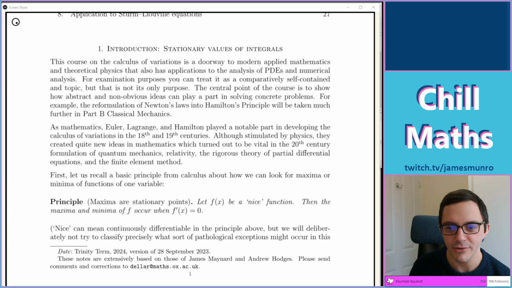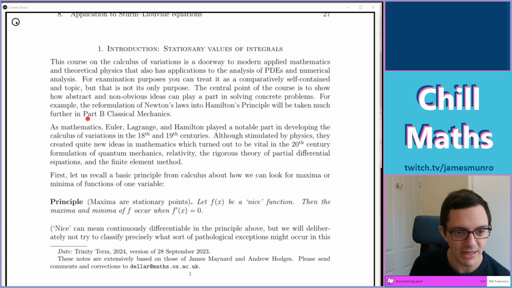This is a central point of the course. This is nice, to show how abstract and non-obvious ideas can play a part in solving concrete problems. Brilliant. I think you can put a sentence like this at the start of any good course. The reformulation of Newton's laws, F equals ma, into Hamilton's principle. I had a go at saying this out loud a minute ago.